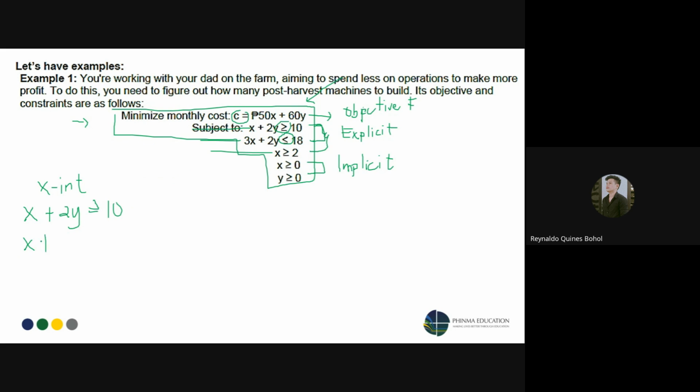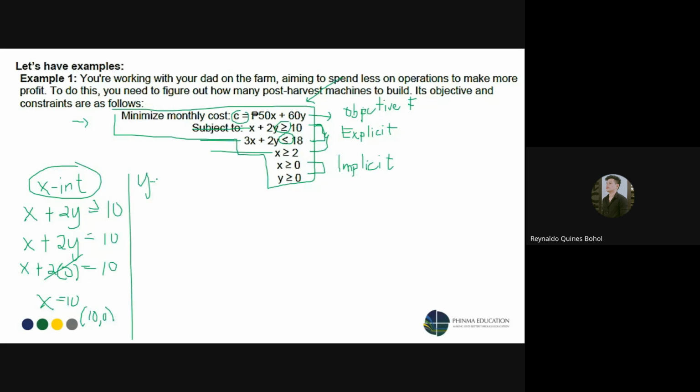So x plus 2y equals 10. And since we're looking for the x-intercept, so let y is equal to 0. X plus 2 times 0 is equal to 10. So cancel na yan, x is equal to 10. And then the ordered pair is 10, 0. Next, for y-intercept of first equation, this is our first equation. First equation po ito.